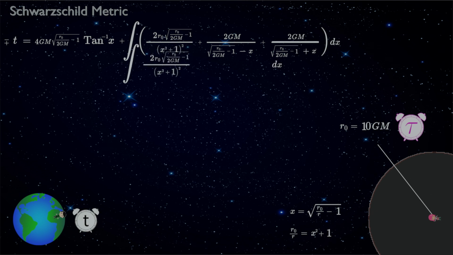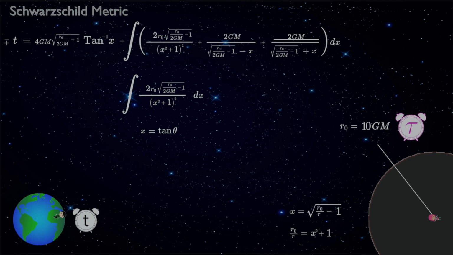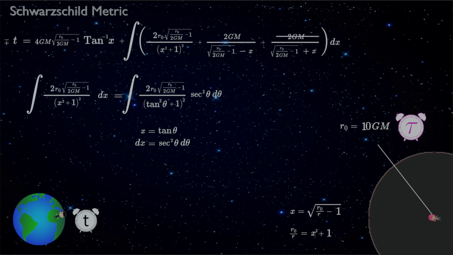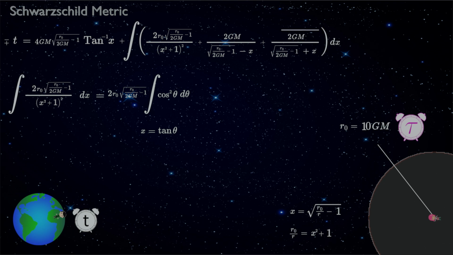The next integral is not so easy to recognize, so let's make the substitution that x equals tan theta. Then dx is equal to secant squared theta d theta. Recognizing that tan squared plus 1 is equal to secant squared, we can make that substitution. One of the secant squareds cancel, and we can write the remaining secant squared as a cos squared up in the numerator. Now, remembering our trig identities, let's write cos squared theta as 1/2 cos 2 theta plus 1 in order to more easily integrate it.